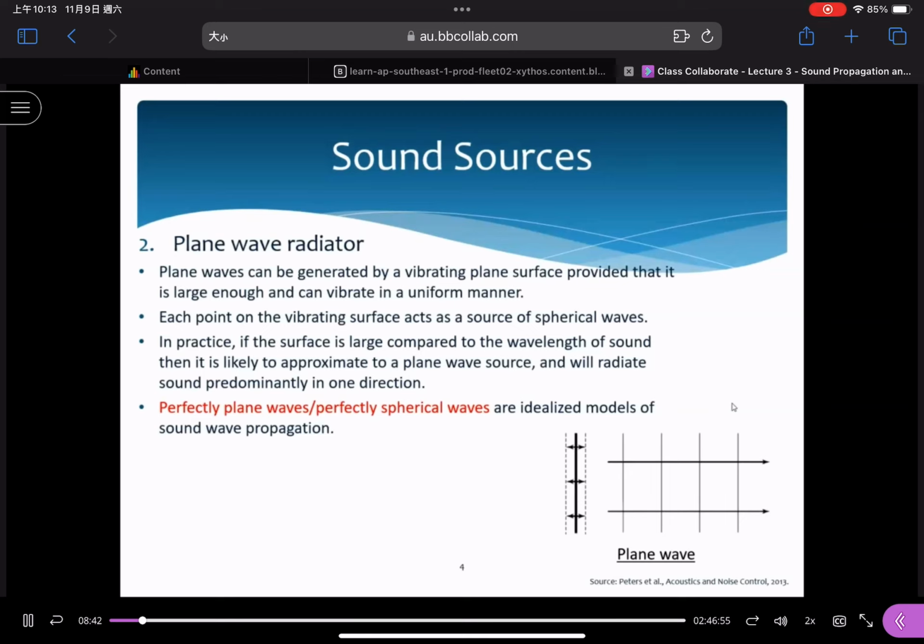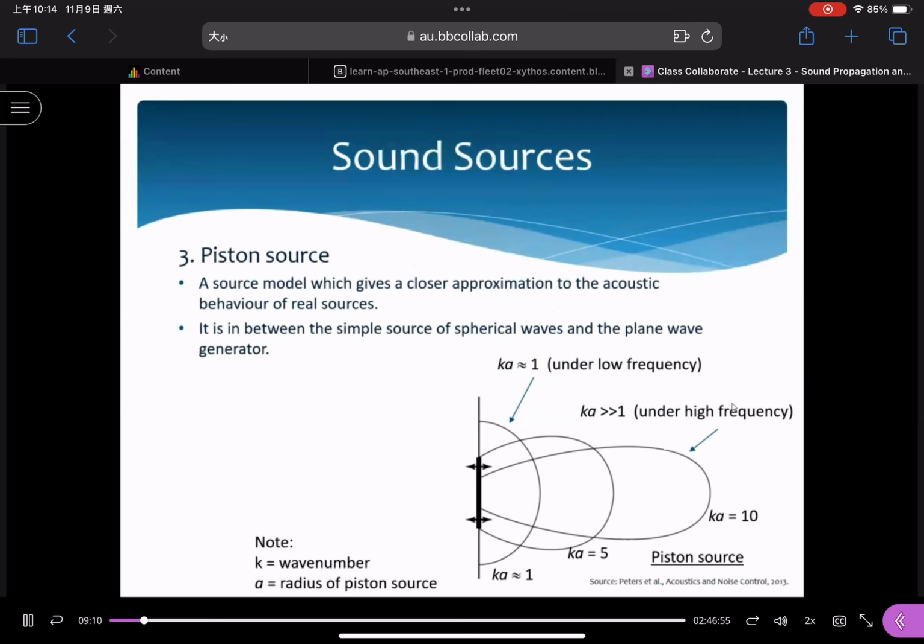But in reality, we don't have a perfectly spherical wave or a perfectly plane wave. We can only achieve an acoustic source in between these two scenarios. We do not have perfect situations. In this slide, I just want to show you that we can generate a plane wave using a large radiator. And the other one is the piston source.